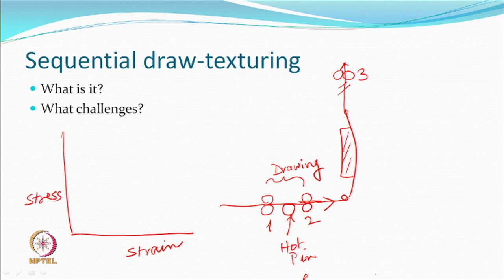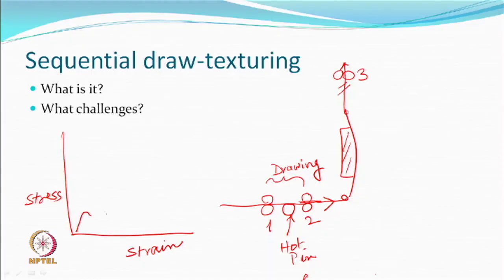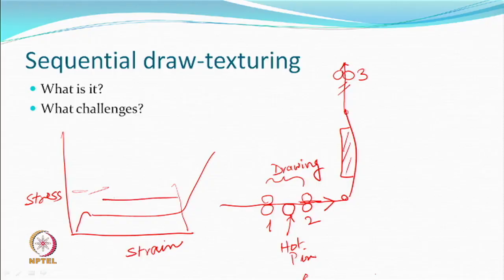How many people have seen the stress-strain curve of an undrawn yarn? You've seen it? How would it look? Same as textured yarn? Something similar, but one sees something like this: initially there is a stress build up, then a yield point comes, and then there is a flow, and then you get the normal yarn, which is like a fully drawn yarn if everything is done correctly. The difference between textured yarn and this yarn is that this is not going to go back. When you release the strain or stress, it's not going to go back; it's a transformation.